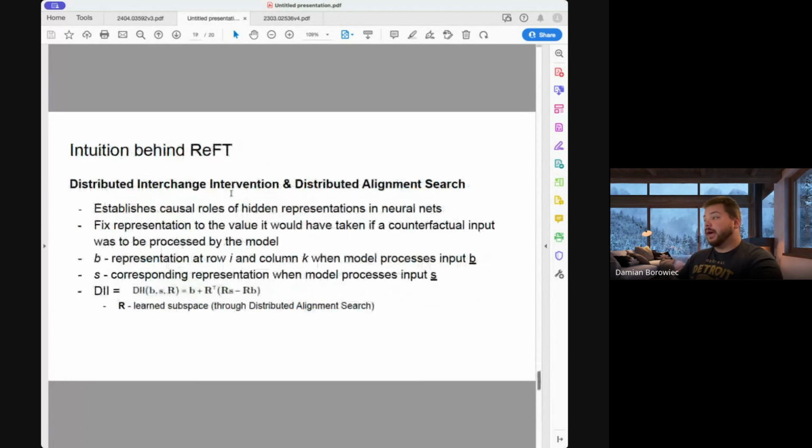So the intuition behind ReFT is that we would be able to establish the causal roles of hidden variables in neural networks, like in transformer models, and then we would fix the representations to the value that they would have taken if some counterfactual input was to be processed. And then we perform this distributed interchange intervention using this equation. So I'll go over this in more detail once we get back to the paper.